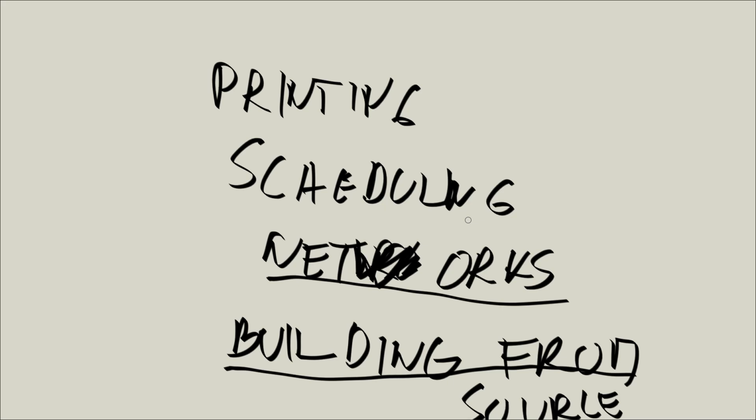But testing your computer network, is it working properly? Those are the things you will use, and building from source is definitely something that's going to be useful no matter who you are. So definitely watch through these, pay attention mostly to building from source, and pay attention to networks. But printing and scheduling, you can just gloss over and not pay that much attention. And that's also because I won't be talking about them a lot.